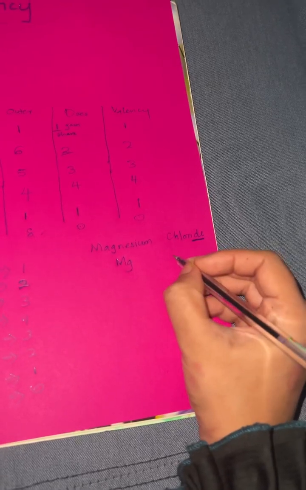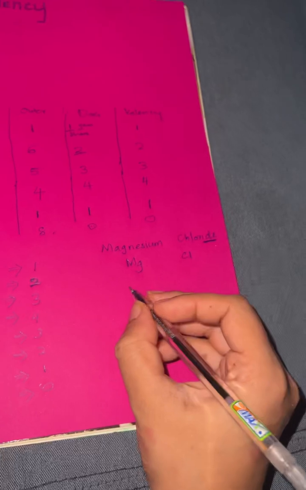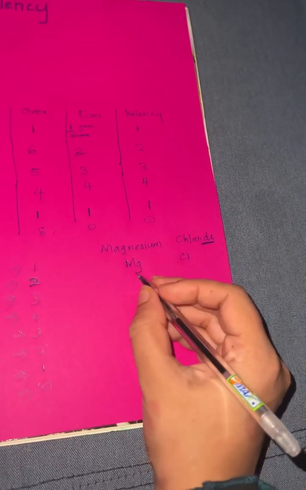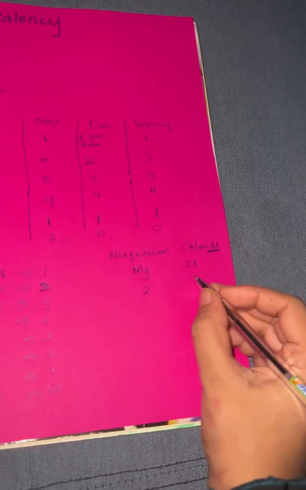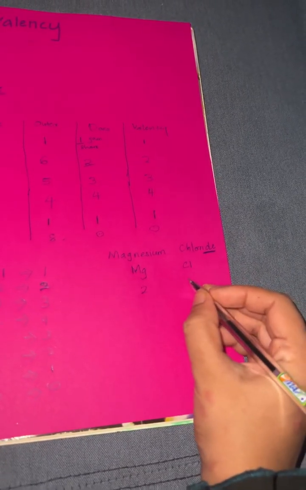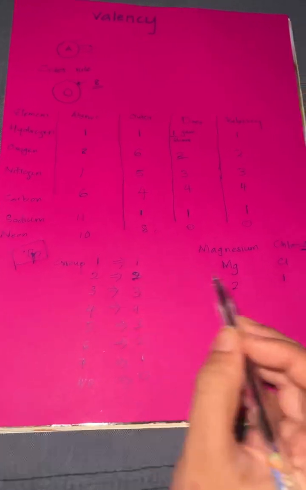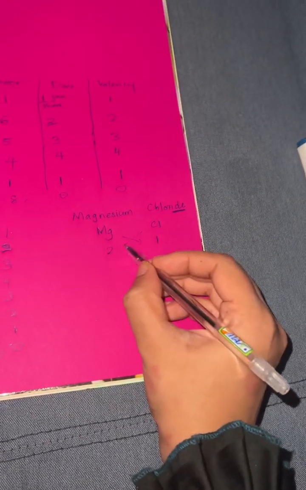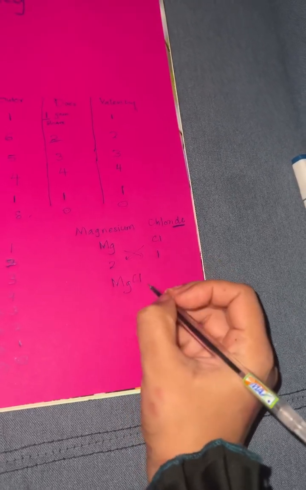So for chlorine, we need to see it is Cl. The valency of magnesium is 2, as it belongs to group 2. The valency of chlorine, it belongs to group 7, that's why it's 1. See, group 7, 1 and group 2, 2. So we cross over. So 1 magnesium and Cl 2.